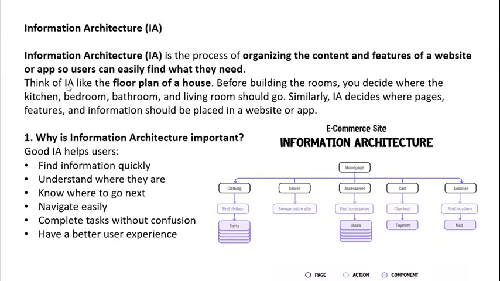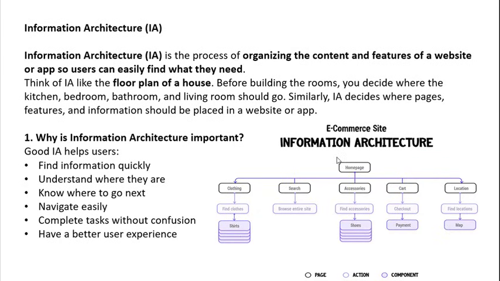Think of information architecture as the plans of a house. Before building the house, you decide where the kitchen, bedrooms, bathrooms and living room should go. Similarly, information architecture decides where the pages, features and information should be placed in a website or an application.